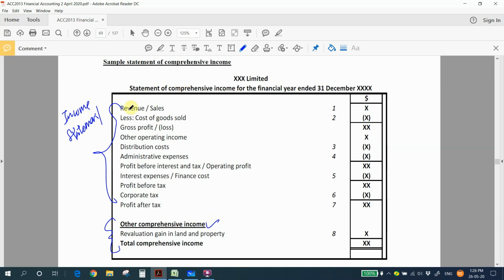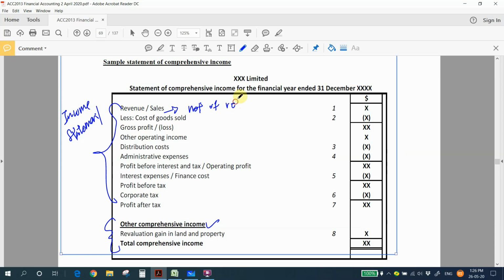Let's start. First one, still the same, we have revenue, but your revenue or sales should be net of returns. It means that all the return inwards should be calculated inside this revenue, so you only present the net amount. Next, we less the cost of goods sold. The cost of goods sold combination is opening inventory, add purchases, add costs to bring in the product, less closing stock, and less return outwards. Similarly, we do all the working inside and we just provide a lump sum figure.